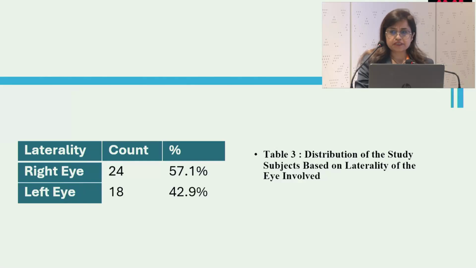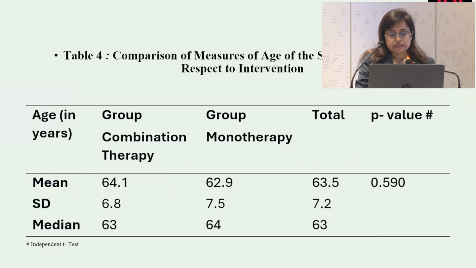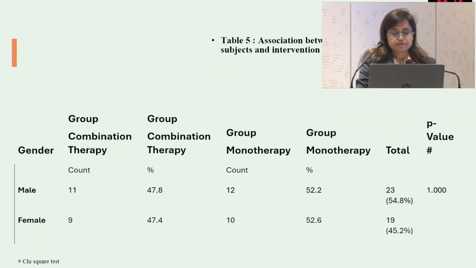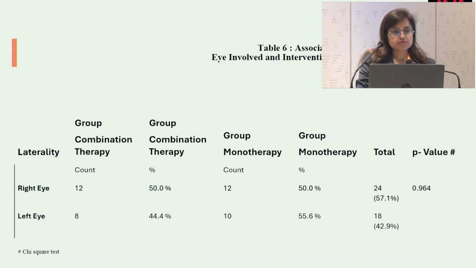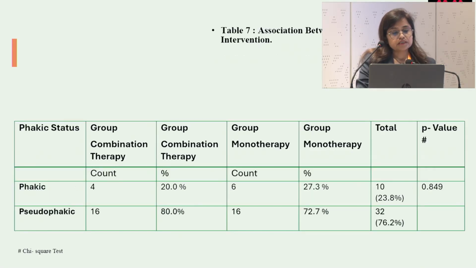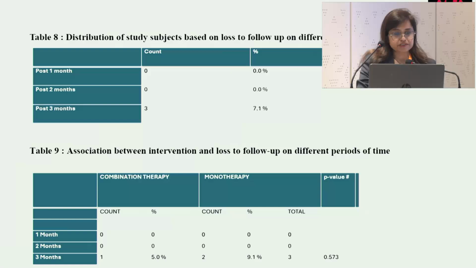Right eye was more frequently involved in my study. The mean age in combination therapy was 64.1 years, in monotherapy group was 62.9 years, and there was no significant difference in the age at presentation. The proportion of males and females across both the groups was nearly similar. There was no association between the laterality of the eye involved and the intervention received. The distribution of phakic and pseudophakic eyes among both the groups was nearly similar. They showed that the lens status did not influence the choice of intervention in the study.